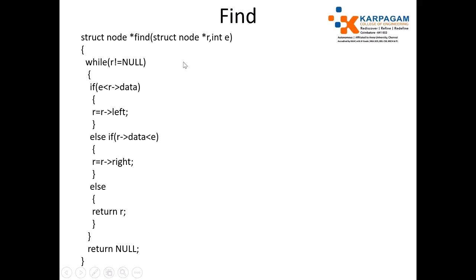You may have a situation, for example, where the element to be searched is not available in the list. The loop works and checks the conditions. The less than condition works, the greater than condition works, but the equal condition will not work. Then it comes out of the loop and returns the value null, which means the element is not available in the list or tree. In this way we can implement the search operation.